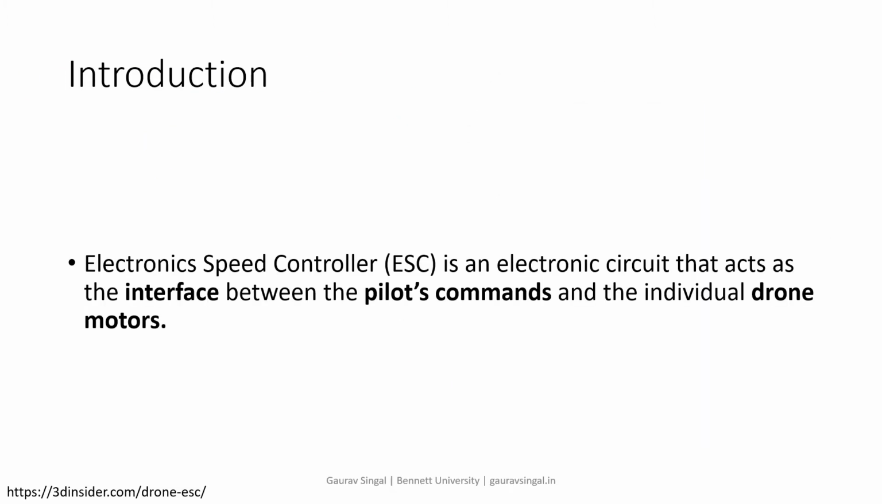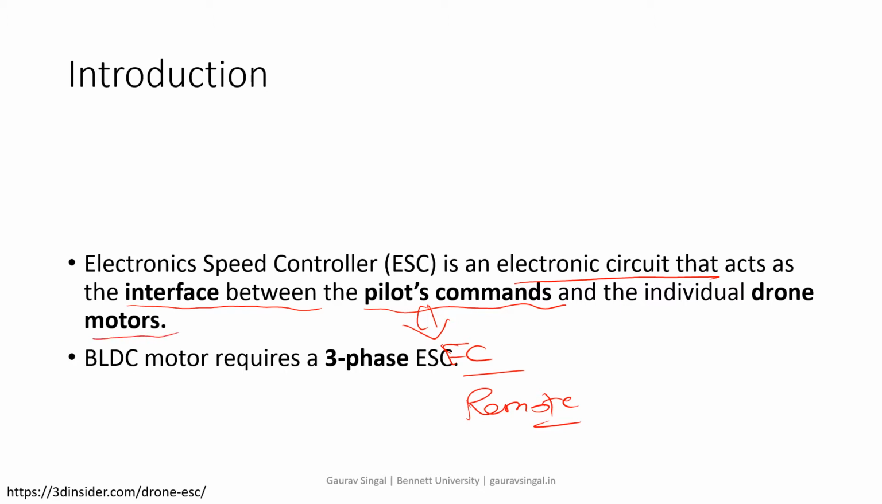So ESC is an electronic circuit that acts as an interface between the pilot's command and the individual drone motors. The pilot's command could be the instruction from the flight controller, or a person controlling with the help of a remote. Here I can show you the demonstration.